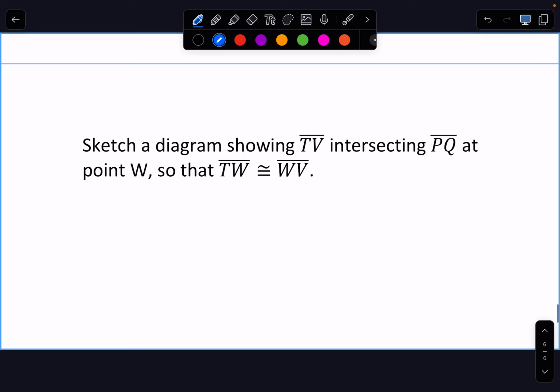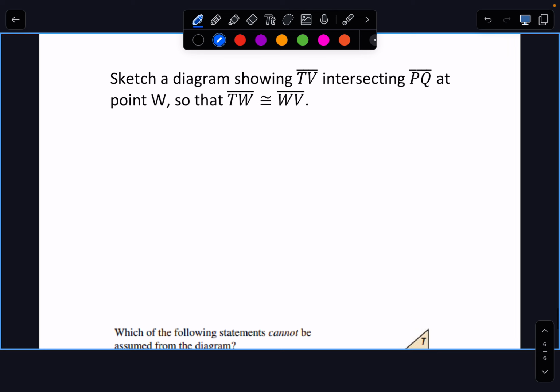All right, turn to the next page. Something else you're going to need to be able to do is take some information and sketch a picture. So we need TV and PQ intersecting at point W so that TW and WV are congruent. So first of all, what are TV and PQ to be drawn as? Line segments.